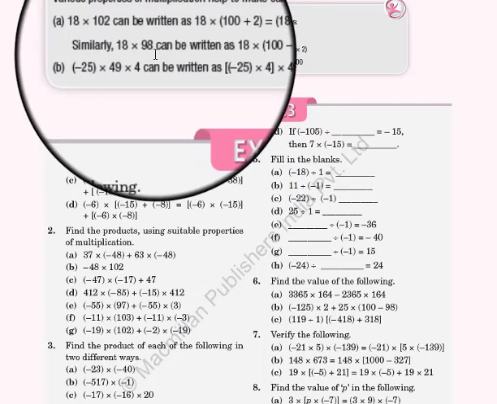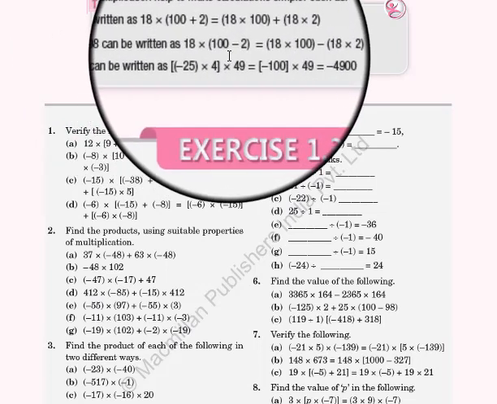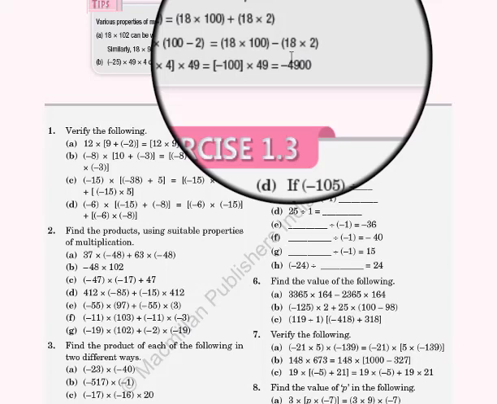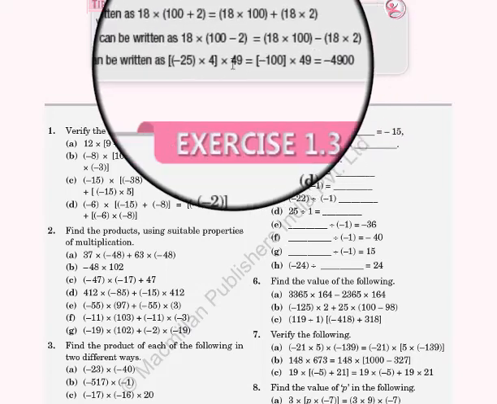Similarly, 18 into 98 can be written as 18 into 100 minus 2, because 98 can be written as 100 minus 2. It is 2 less than 100. Again, 18 will be multiplied by both the numbers. So at this time 1800 minus 18 into 2, which is 36. Subtract it and you get the answer.